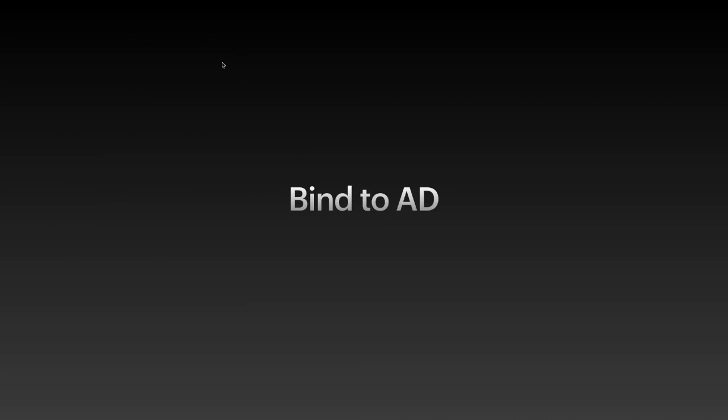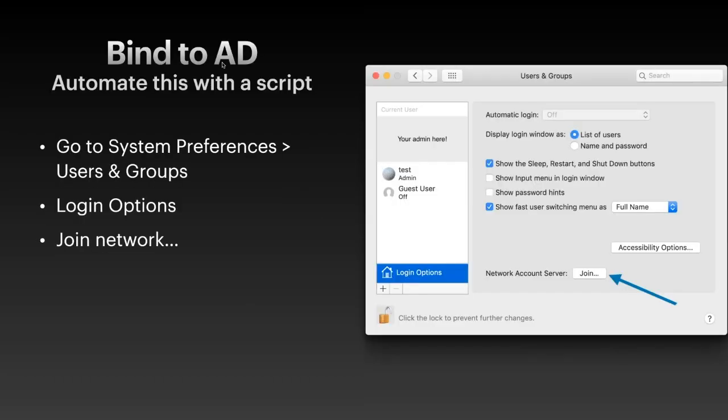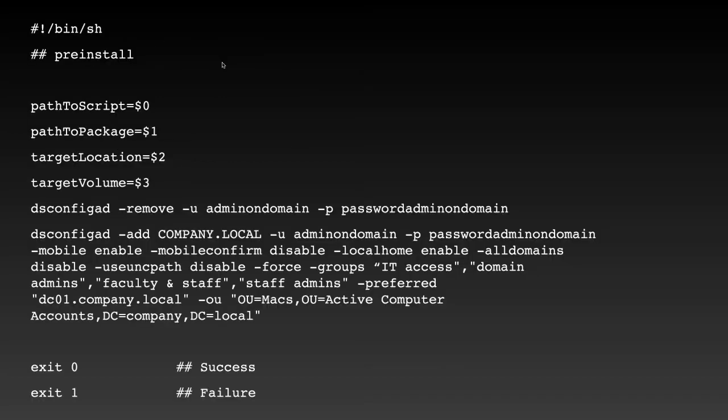A few more things I like to automate in terms of user accounts. For all of our class lab machines, we bind them to Active Directory. So you might know this as the go to System Preferences, Users and Groups, Login Options, Join Network, and eventually you get there. But this is something you can automate with a script. So here's an example of the script I use. You need a domain admin, domain password, all listed there. We will make the slides available at the end of this as well.